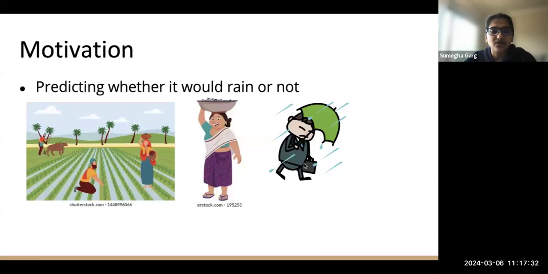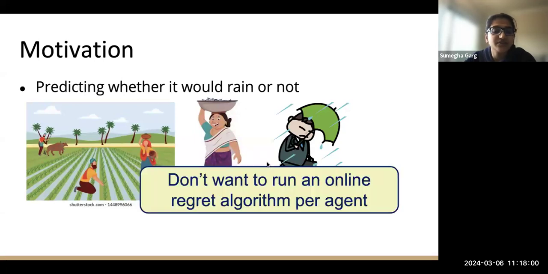For example, a farmer or a fisherwoman or a commuter. All these different agents are trying to predict whether it would rain or not, and trying to take actions that minimize their loss. For example, the loss for a fisherwoman would depend on whether it would rain so heavily that there would be heavy waves in the sea. So all these agents might have different loss functions, but the idea is that we don't want to run an online regret algorithm per agent, because that might be too expensive.